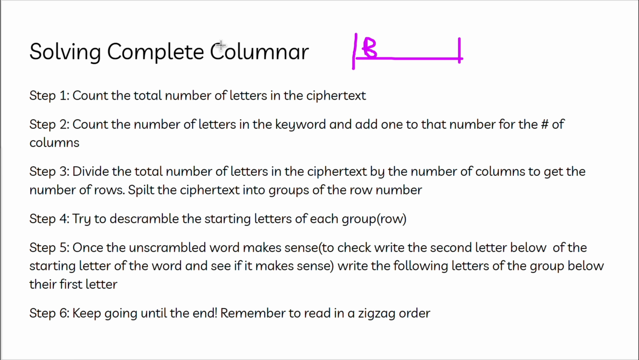And then step 5, once the unscrambled word makes sense, to check it, write the second letter below the starting letter of the word and see if it makes sense. So if we have the starting letters as, for example, B, E, M, Y, it would make sense if we go like be my best and go on. We read it in a zigzag order, so we don't read it up and down or another way, but zigzag. So we go from be my and then to be best, or whatever comes after the second.